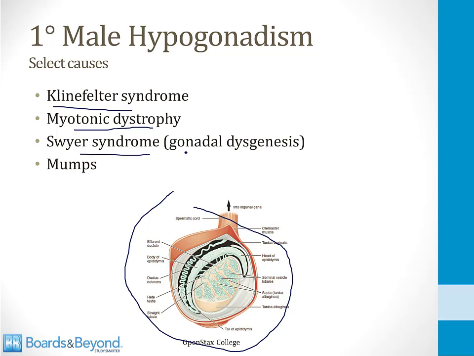Swyer syndrome is gonadal dysgenesis in the male. Obviously, if the gonads don't form normally, the male will have primary hypogonadism. And then finally, mumps can involve the testicles and can lead to damage to the testes. This can lead to primary male hypogonadism.